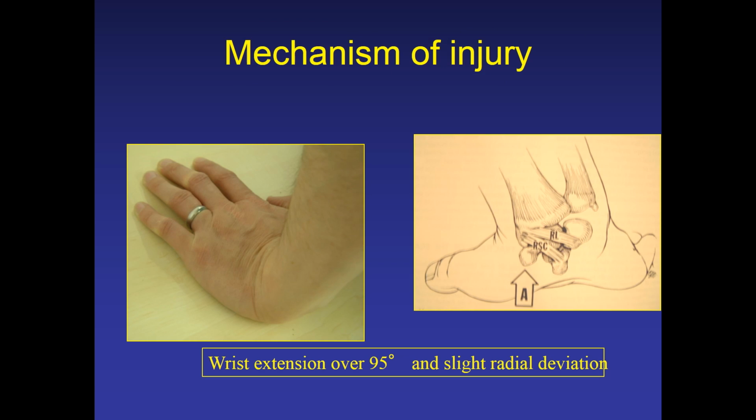Mechanism of injury is described: wrist extension over 95 degrees, pushing that scaphoid up against the dorsal ridge of the distal radius, and slight radial deviation, the so-called fall on the outstretched hand.